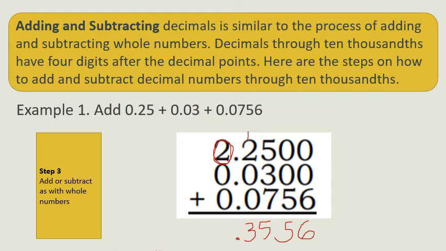Then, since simula itong nasa dulo natin is 0 lahat, so 0 ito. So, our answer will be 3,000 and 3,556 10,000s. Okay, so yun po yung magiging answer. Mas madali siya compared sa ating fractions.